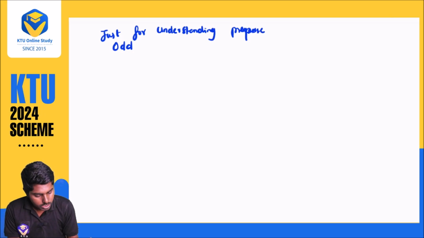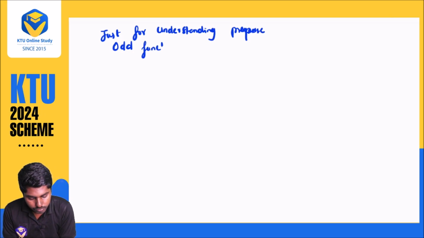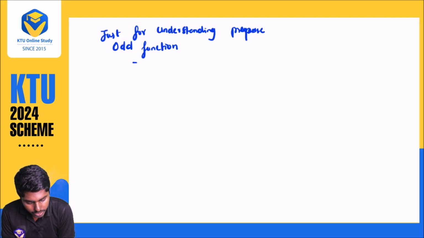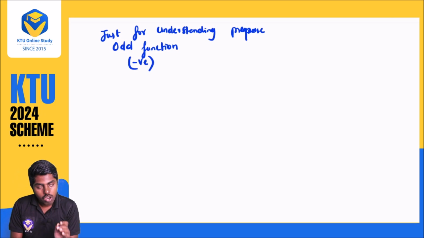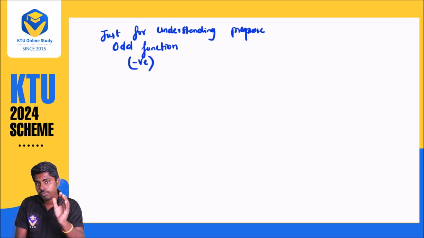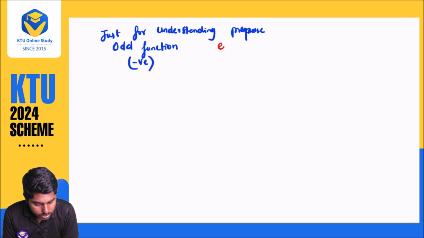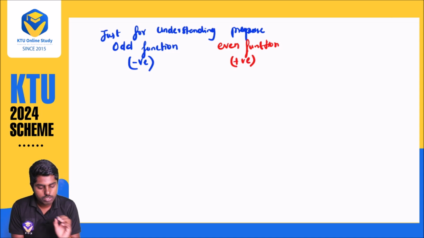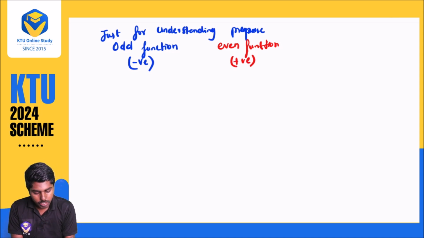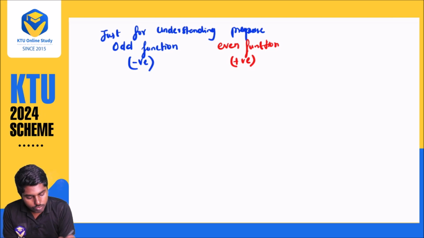Okay, so just treat odd function as a negative symbol, just for understanding purpose. And even function, treat it as a positive symbol, a positive value. So whenever you are multiplying, that is multiplying odd function into odd function, that is odd function.